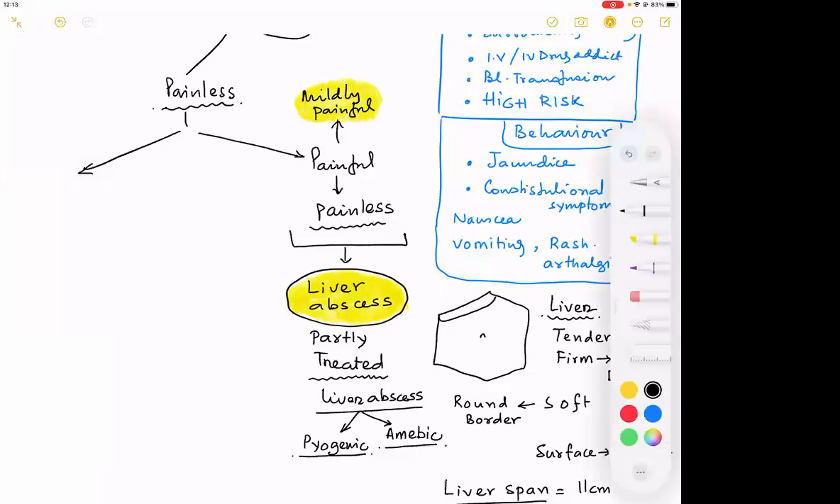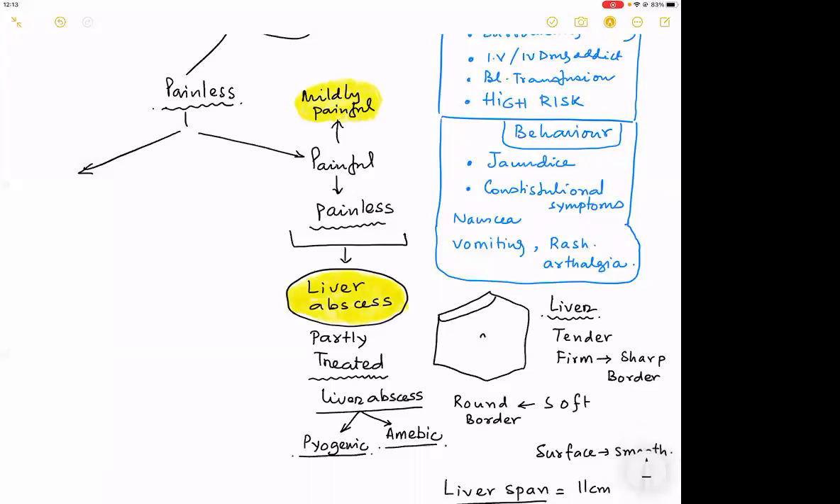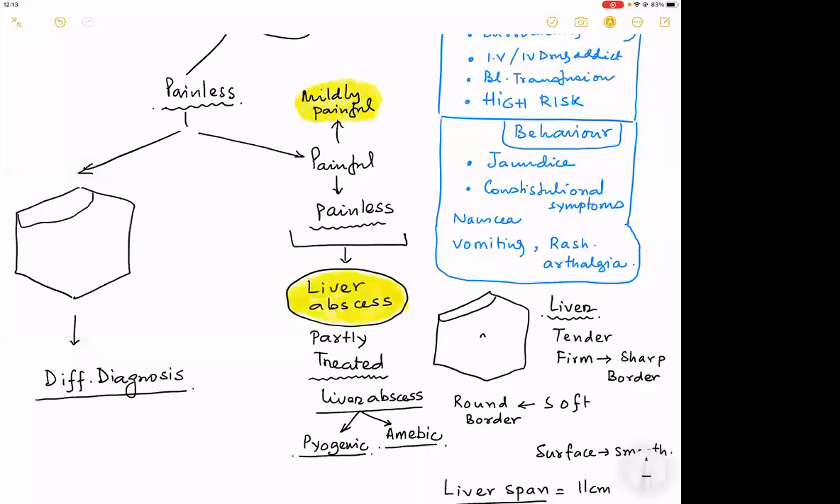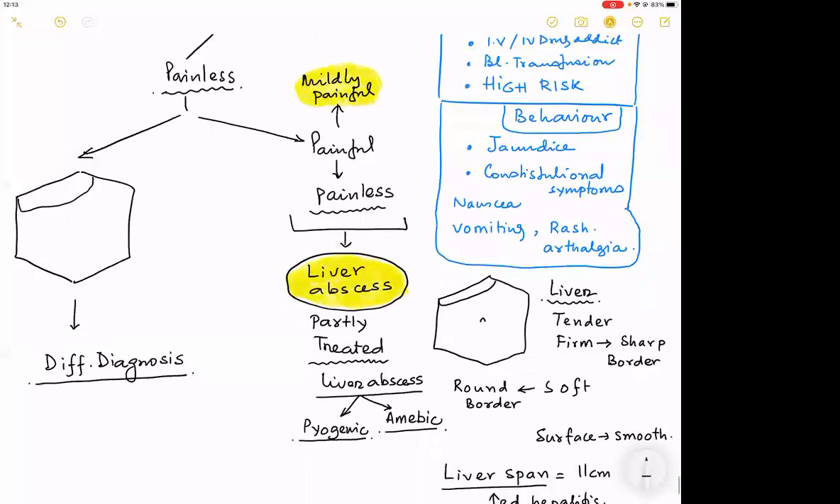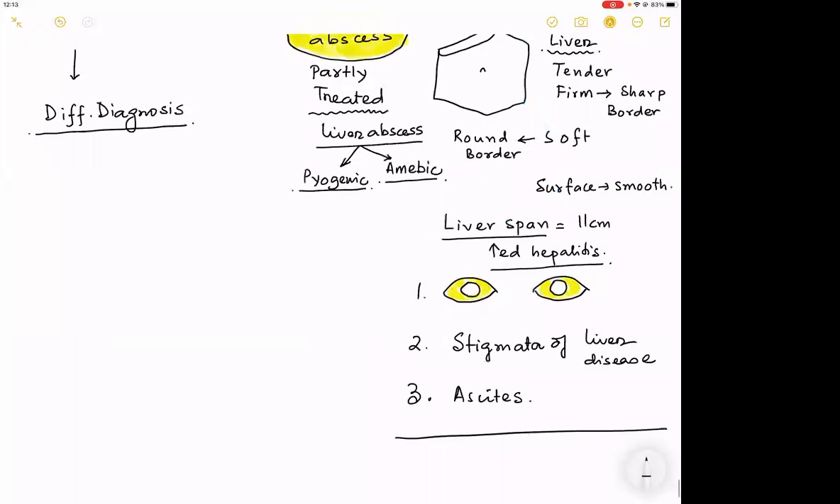Yes, sir. Okay. Then the next case is, I have a painless hepatomegaly. I want to discuss the differential diagnosis. That's it. Just say the word to the examiner that I want to discuss the differential diagnosis of a painless hepatomegaly. Now, what the differential diagnosis is depends upon your knowledge in medicine, not in surgery.